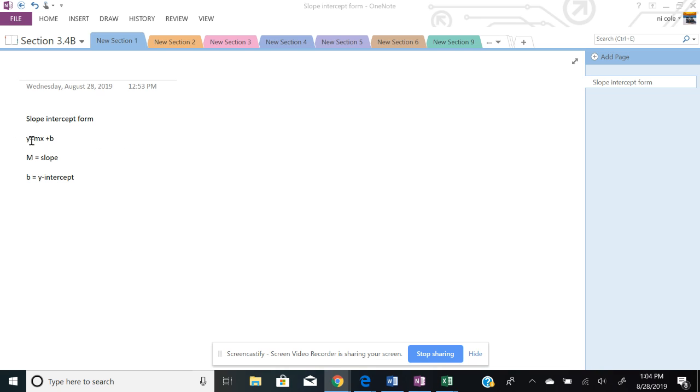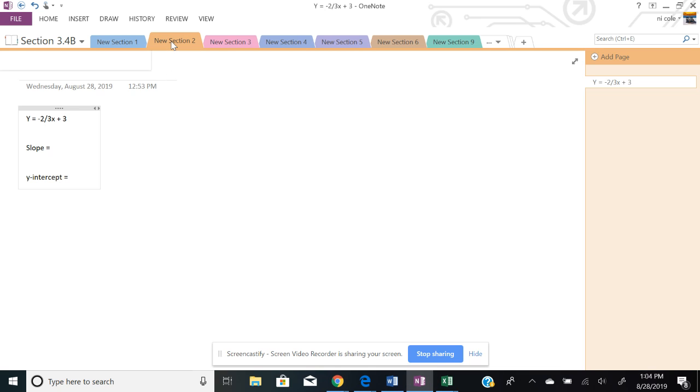Okay, so slope-intercept form is in this form, y equals mx plus b. The m stands for our slope, which we learned in the previous section 3.4a. And b is our y-intercept. And our y-intercept is where we cross the y-axis, the vertical line.